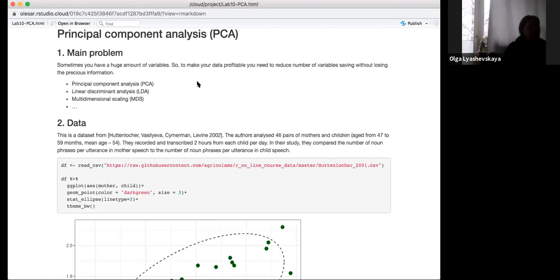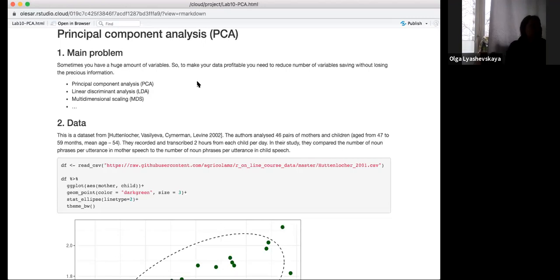So this is an example of a longitudinal study, when you actually record people from time to time, usually several times per year. And sometimes such longitudinal studies can last as much as say 4 years, starting from the very early age of the child. But let us get back to this particular study. In this data set, we can see the number of noun phrases per utterance used in mother speech and the number of noun phrases used in the child speech.